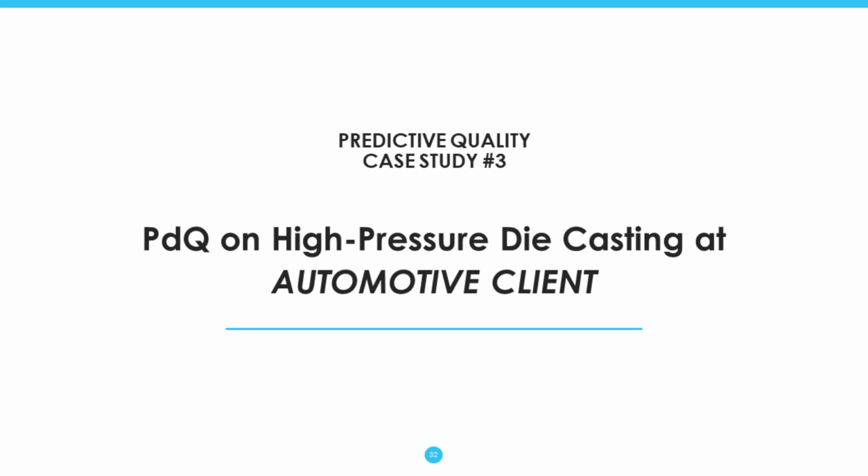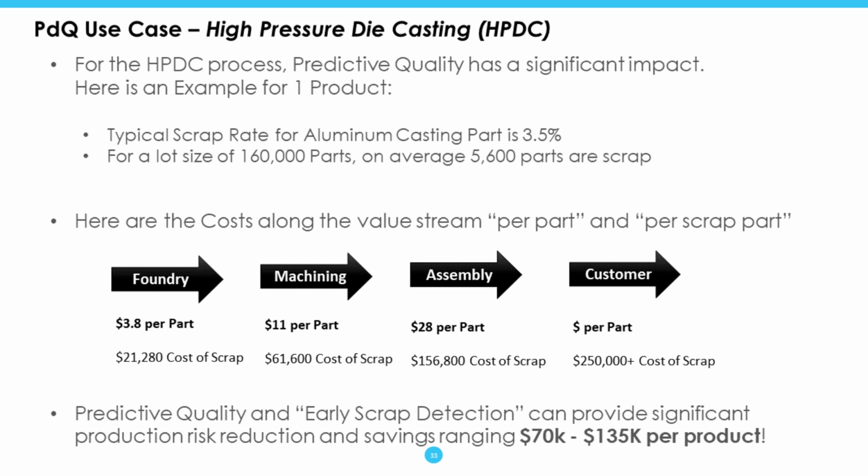So the last case study is also with an automotive client, and in this case it's focused on high pressure die casting, and we'll talk a little bit more in detail about the business case and why this case study was so focused on early detection and how that impacts the return on investment and the value that they could get as the cost of the part and the scrap cost increases at each part of the manufacturing process.